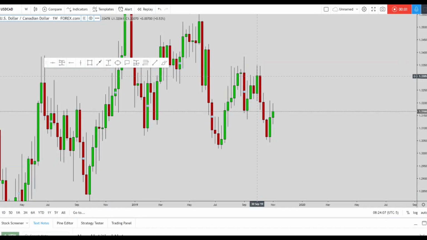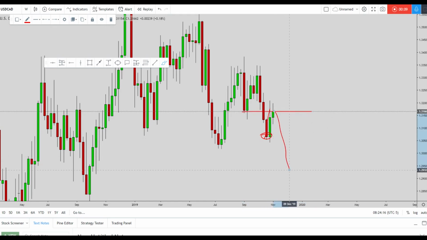What's up, traders? Just a quick update on USDCAD. As you know, this push to the upside was very much expected, and now from this neckline we're expecting a push to the downside. So from the weekly we are bearish on USDCAD at the moment. We're expecting the push to the downside.